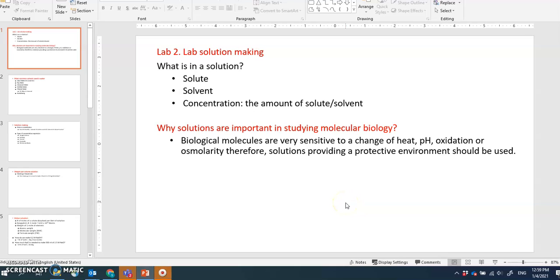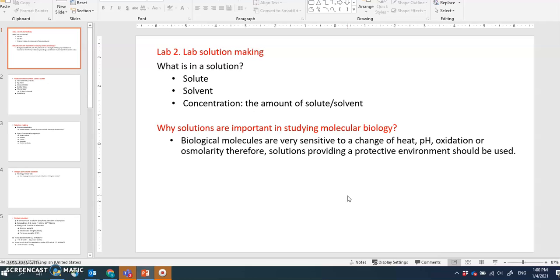So lab 2 is a lab solution making lab. Solution making skill is one of the most fundamental lab skills that you have to have if you're studying molecular biology or any kind of lab-based biological science. You have to have this skill, otherwise you will not be able to carry out an experiment, because your experiment will require a bunch of different solutions, so you need to know how to prepare those solutions. Okay, so having said that, what is a solution?